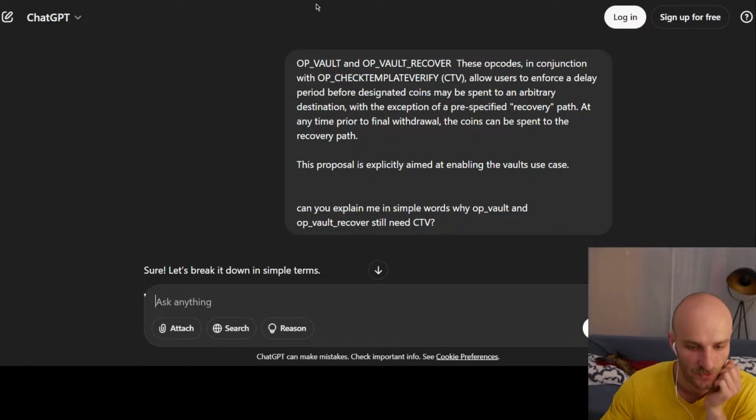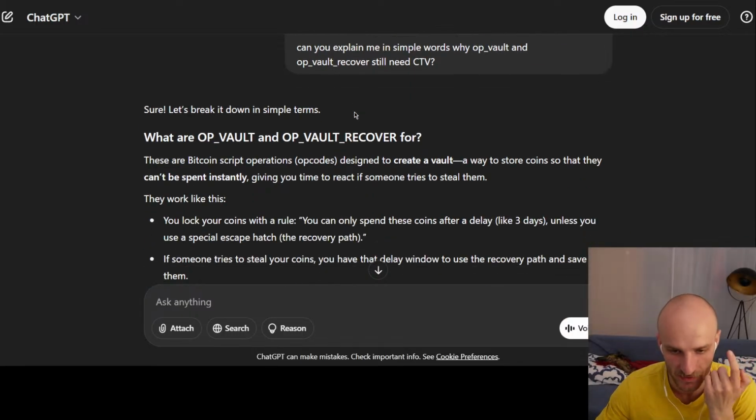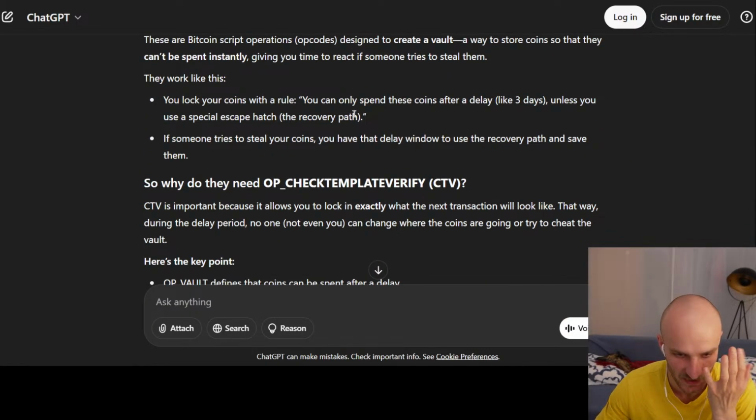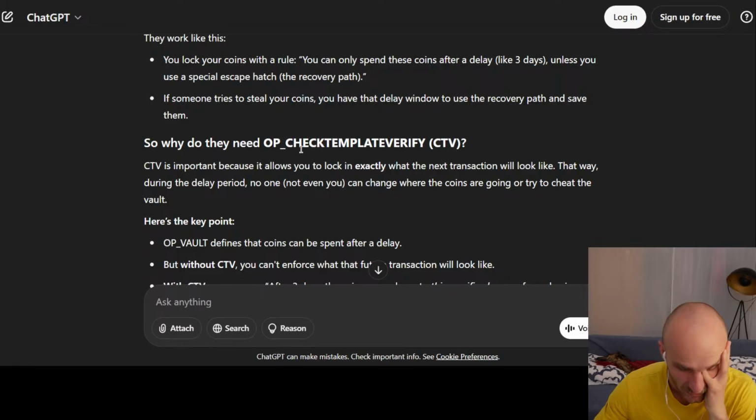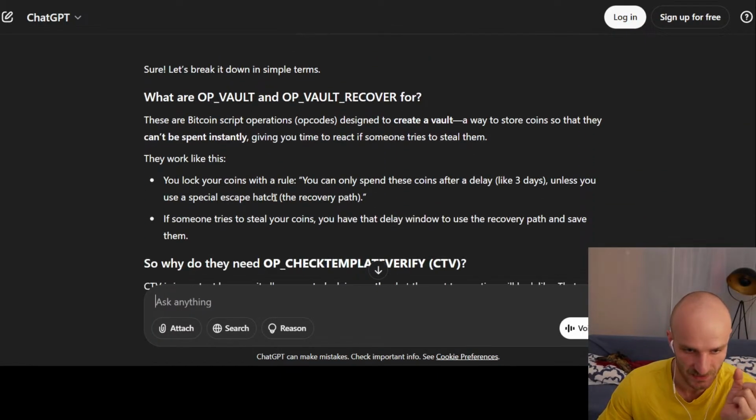So, sure, let's break it down in simple terms. I want to understand why OP-Vault and OP-Vault-Recover still need CTV. I mean, it's clear to me that they are not sufficient in some way, but I want to understand which are the details where CTV is necessary for them.